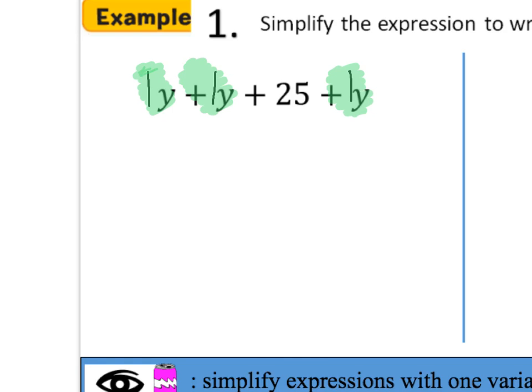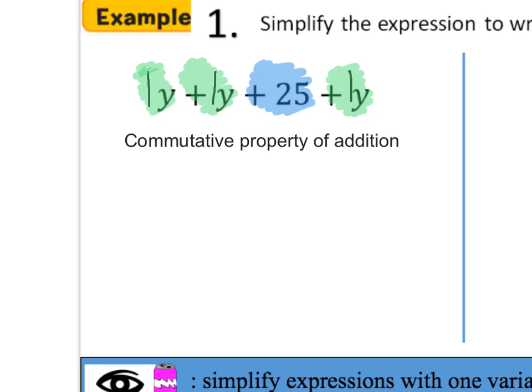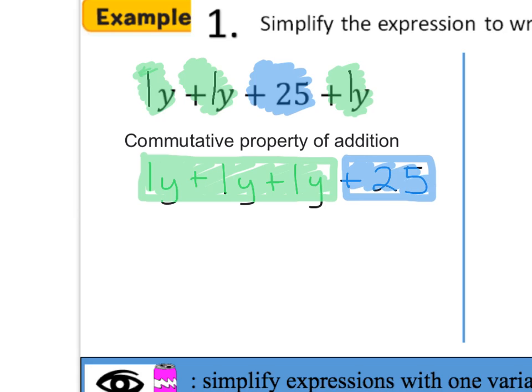Then I colored every term that had a y in it the same color because those are like terms. Then I colored the 25 in a different color because the 25 is a constant. It is a different term from the green terms because there's no variable next to the 25. So using the commutative property of addition, we can rearrange these tiles to look like 1y plus 1y plus 1y plus 25.